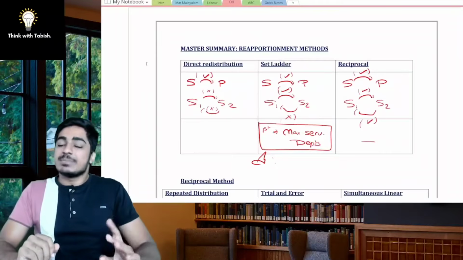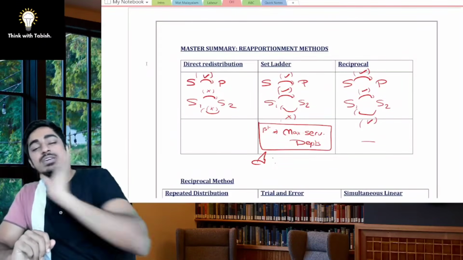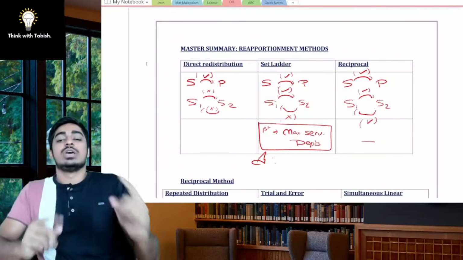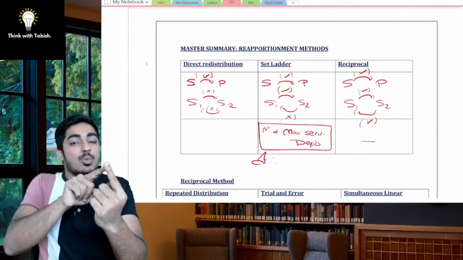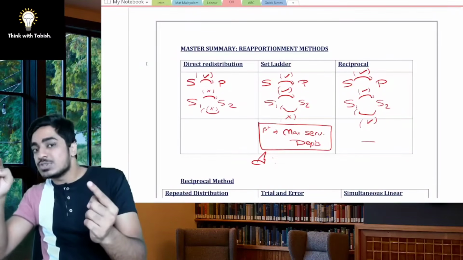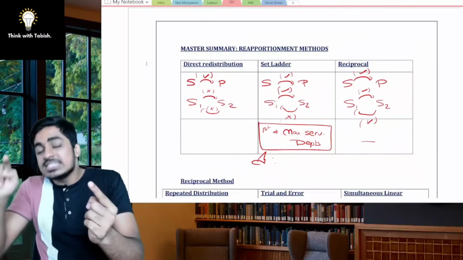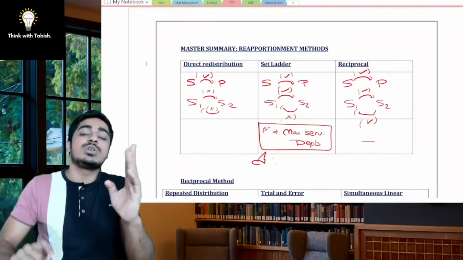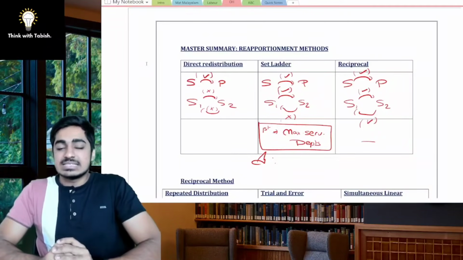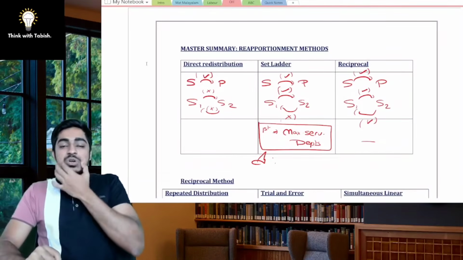Reciprocal method. What is happening? The service department is providing service to the production department. Well and good. Between the service departments, one service department is providing service to the other service department, and the other service department is also providing service to the former service department. Clear? Now, how to distribute?